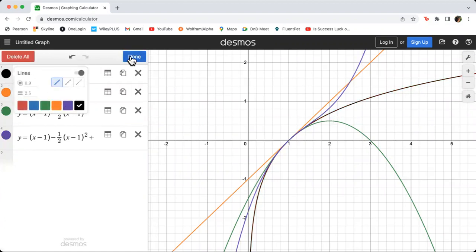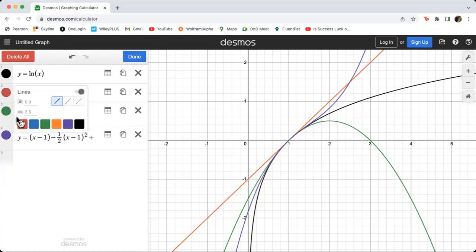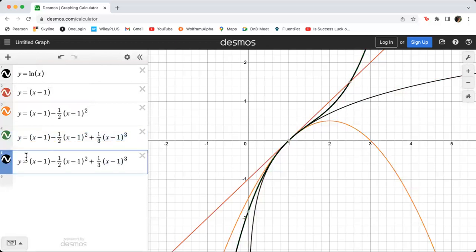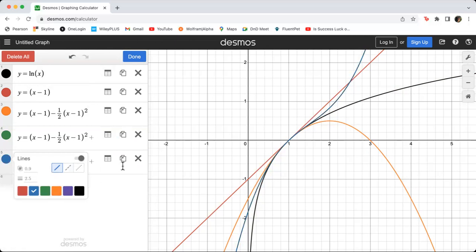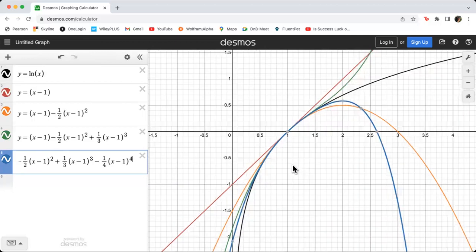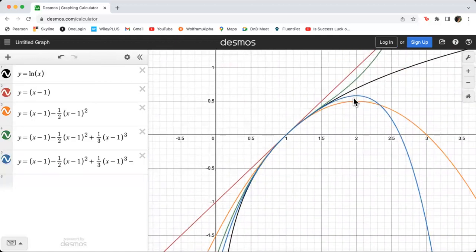Let's highlight this one. Let's shift this all one color. Let's throw on one more term here. So once again, we add a fourth degree term. And the fourth degree polynomial is even closer, and it works over a wider interval. It's closer to our original, and it works over a wider interval.